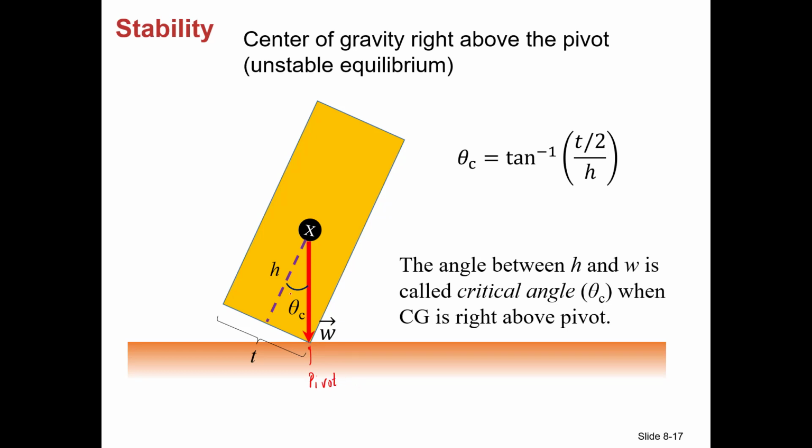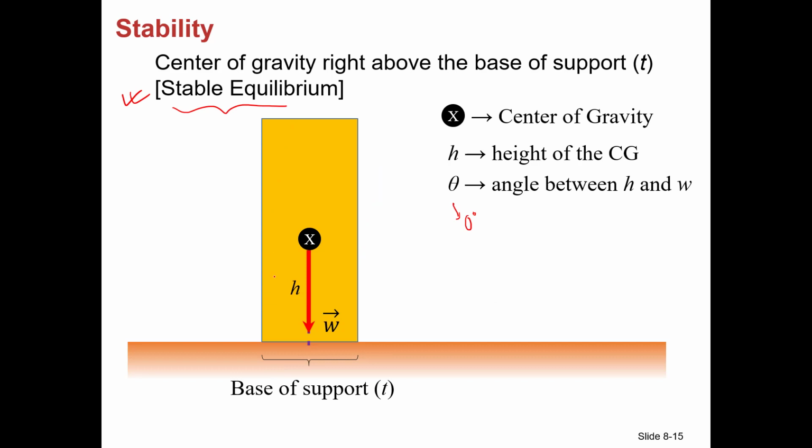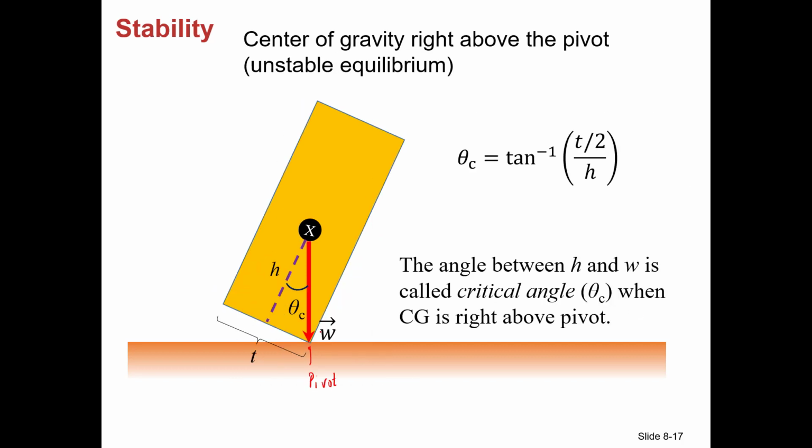Up to this point, if you let go of this object, it can still go back to this stable equilibrium condition. Okay, so this is the critical condition. And if you tilt it further, now it won't go back to the original state. It will just topple. Okay, it will become unstable.